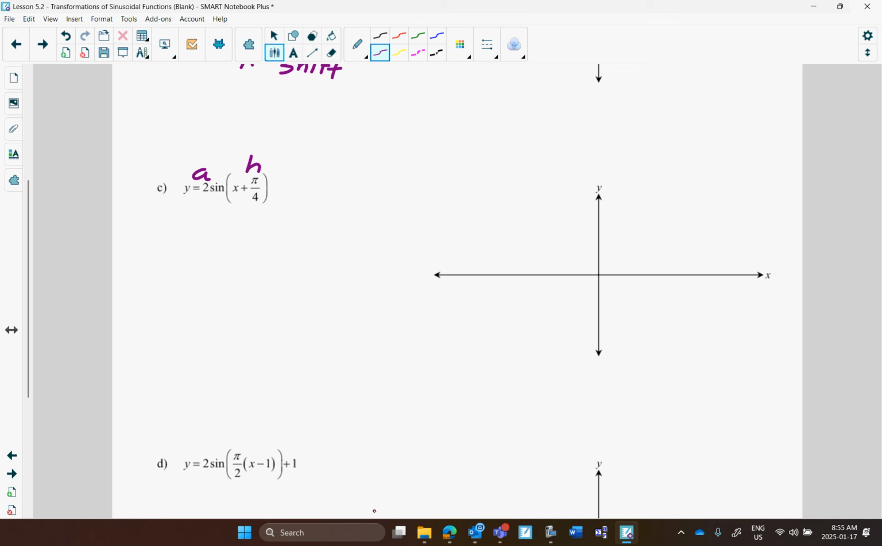So for the midline, y is equal to 0. Doesn't move. It's at its origin, which is the x-axis. So there's our midline. Our amplitude is 2.